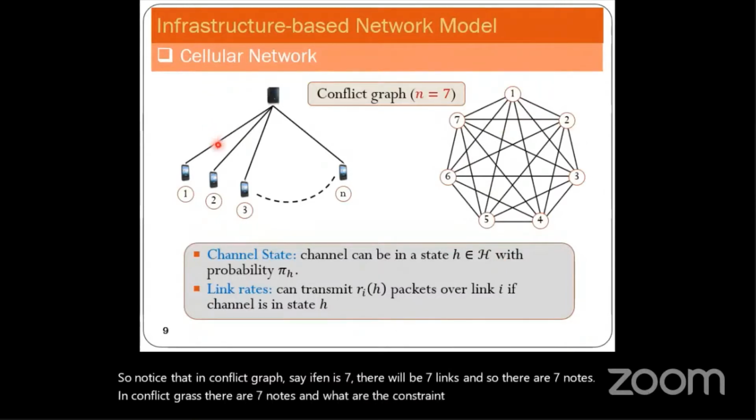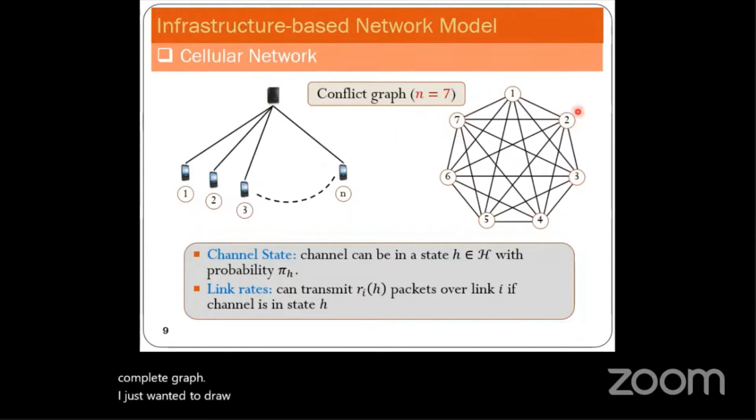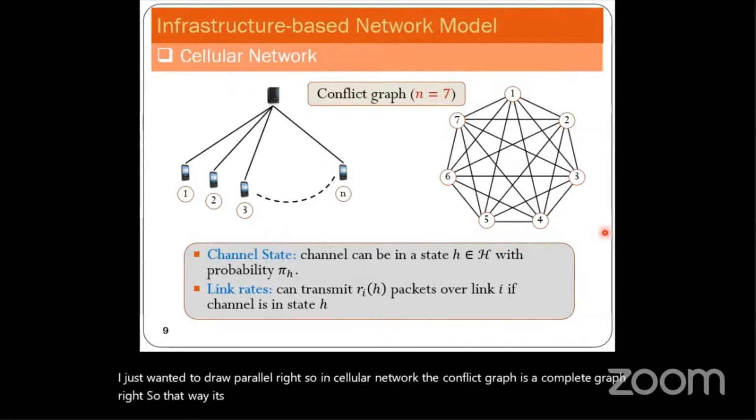If you activate one link, you cannot activate any other. So what will be the conflict graph? It will be a complete graph. I just wanted to draw a parallel, right? So in a cellular network, the conflict graph is a complete graph. That way it becomes a special case of an ad hoc network, it looks. But then there are other complications in cellular network modeling.